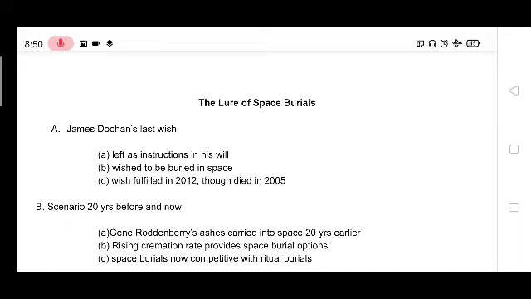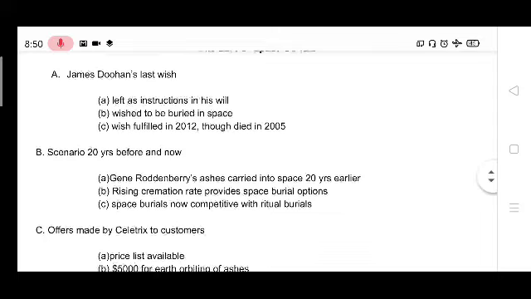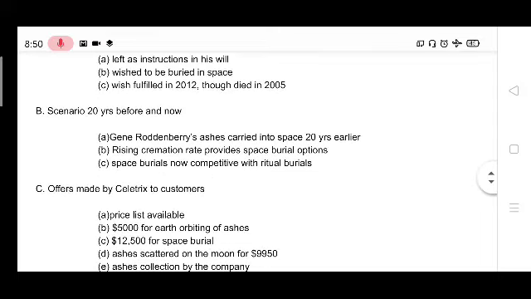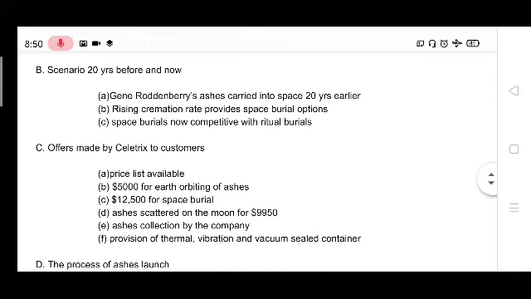So the first heading is James Doohan's last wish. He left instructions in his will, wish to be buried in space, wish fulfilled in 2012, though he died in 2005. Second heading, scenario 20 years before and now. 20 years before, Jeannie Roddenberry's ashes were carried into space. A rising cremation rate provides space burial options. Space burials now competitive with ritual burials.